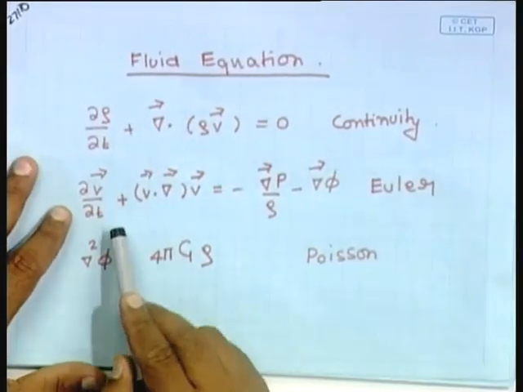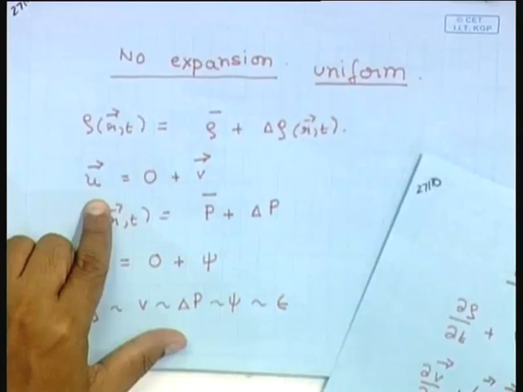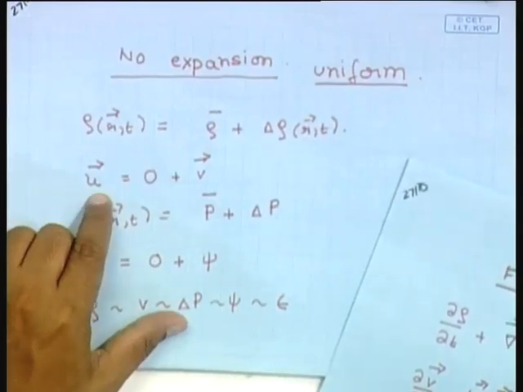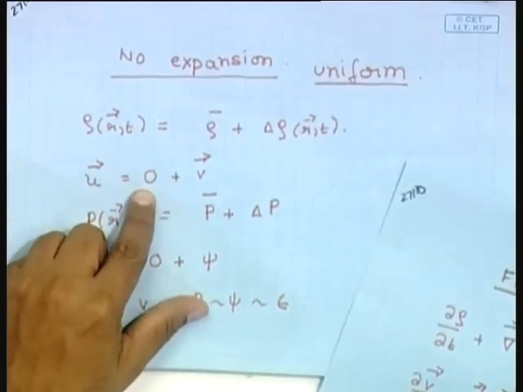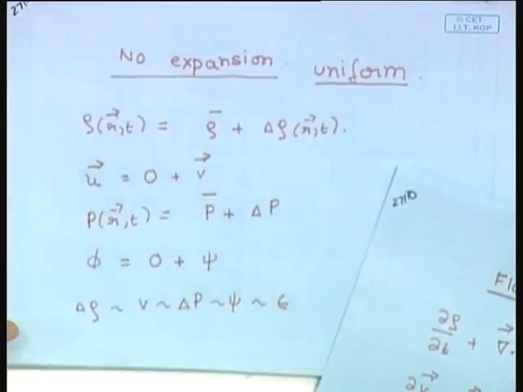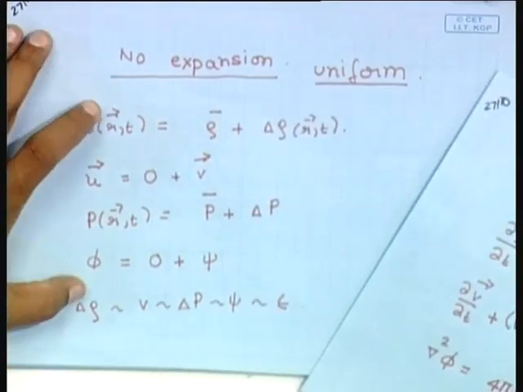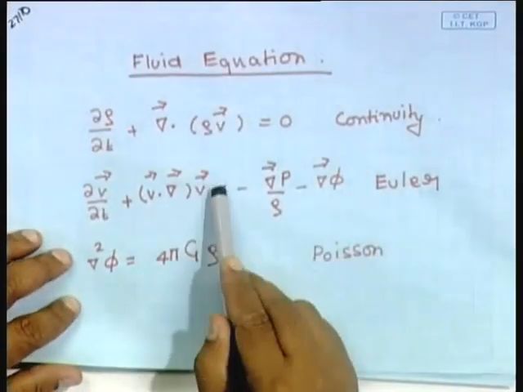Let me just remind you that we are using the symbol u for the fluid velocity, and u we have represented as 0, which is the undisturbed condition, and there is a small disturbance v. Rest of this I think is clear. So what we do now is we take these and put them in these equations.